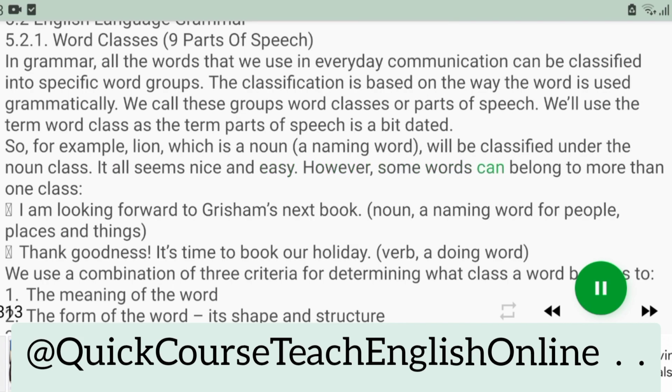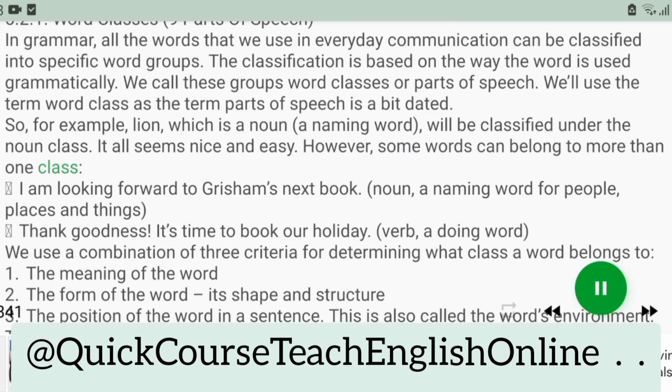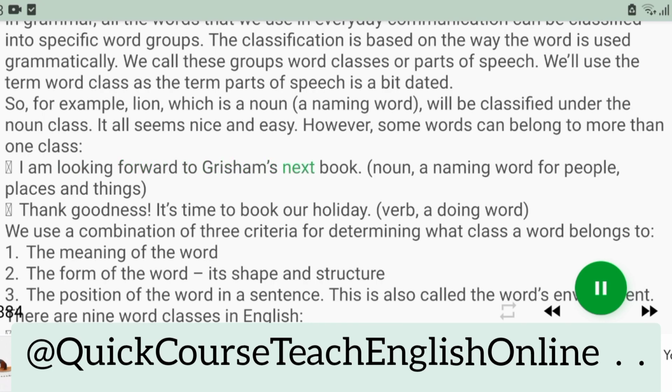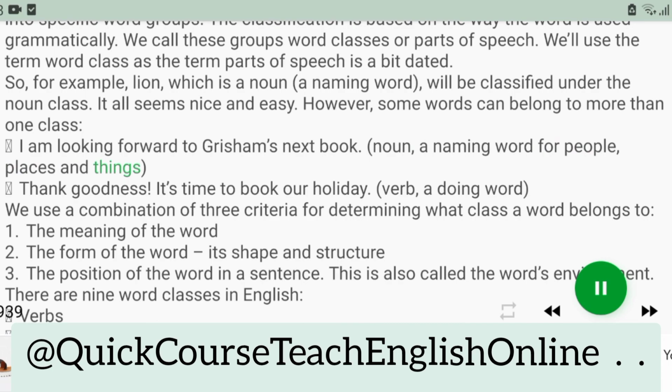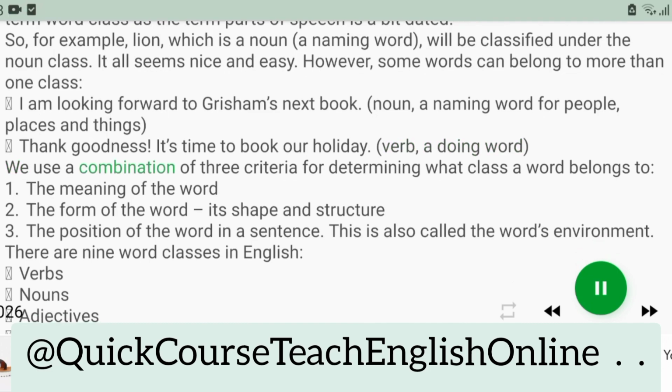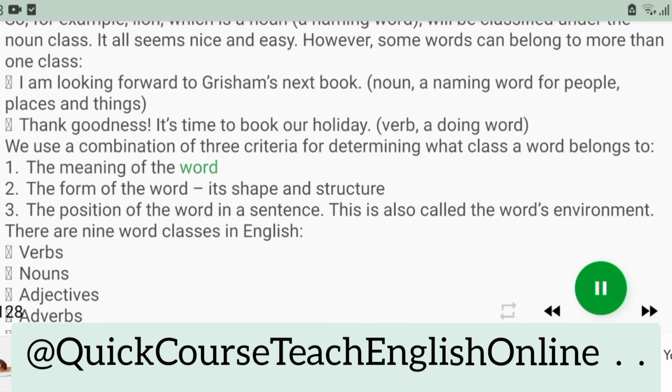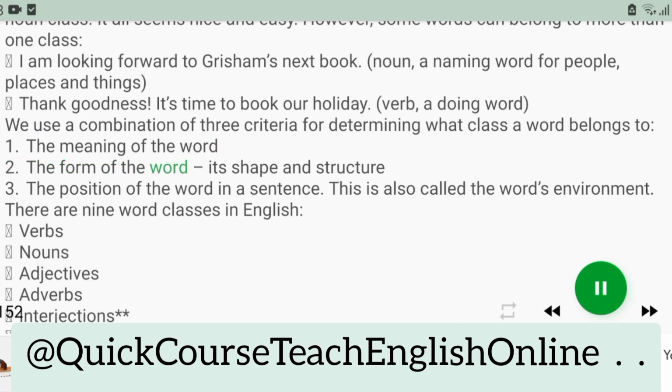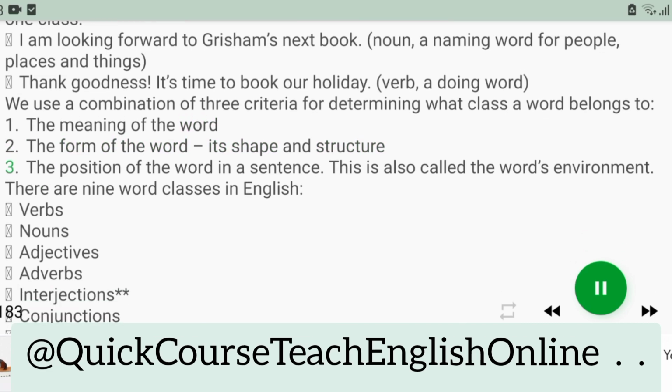However, some words can belong to more than one class. I am looking forward to Grisham's next book. Noun, a naming word for people, places and things. Thank goodness. It's time to book our holiday. Verb, a doing word. We use a combination of 3 criteria for determining what class a word belongs to. 1. The meaning of the word. 2. The form of the word, its shape and structure. 3. The position of the word in a sentence. This is also called the word's environment.